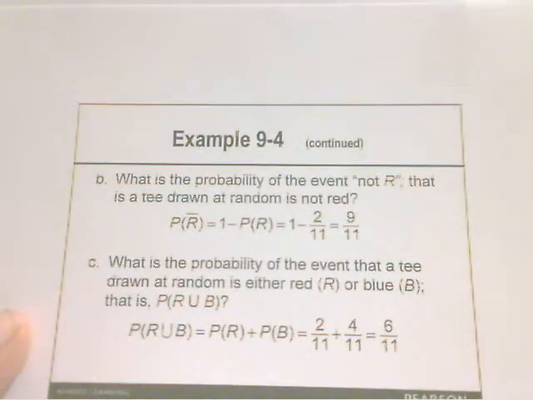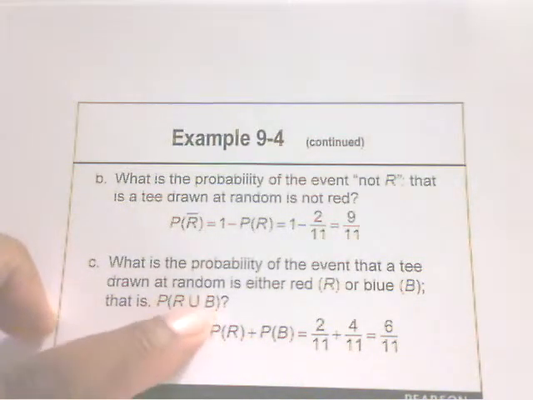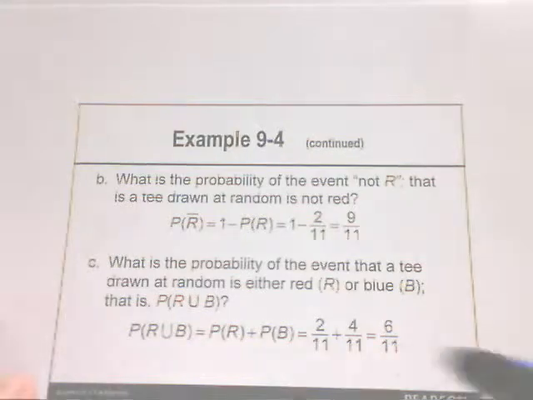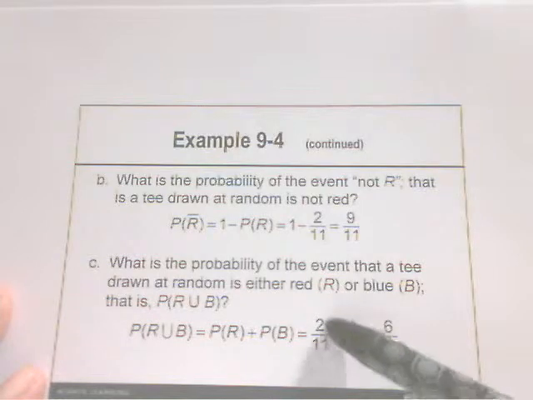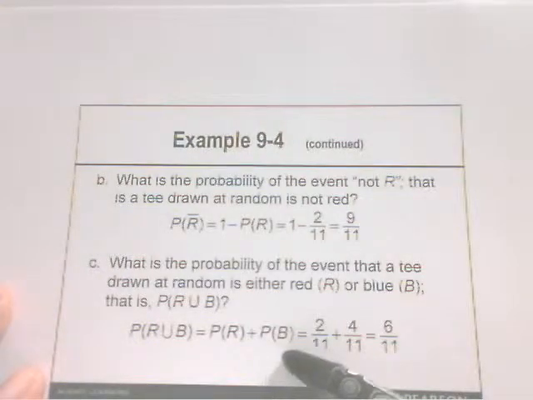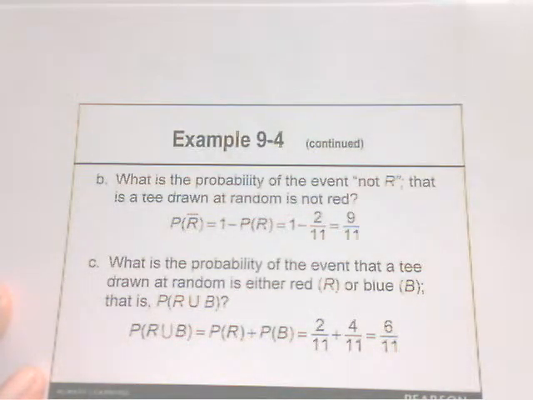Then part C, what is the probability of the event that a tee drawn at random is either red or blue? That is the probability of R union B, red or blue. Well, red and blue have nothing in common, so we take the sum of the probability of a red tee and the probability of getting a blue tee. For a red tee, we found it was 2 over 11. The probability of drawing a blue tee, there are 4 blue tees out of 11. So that's 4 over 11. So we simply add 2 11ths and 4 11ths to get 6 11ths. So the probability of drawing a red or a blue tee will be 6 over 11.